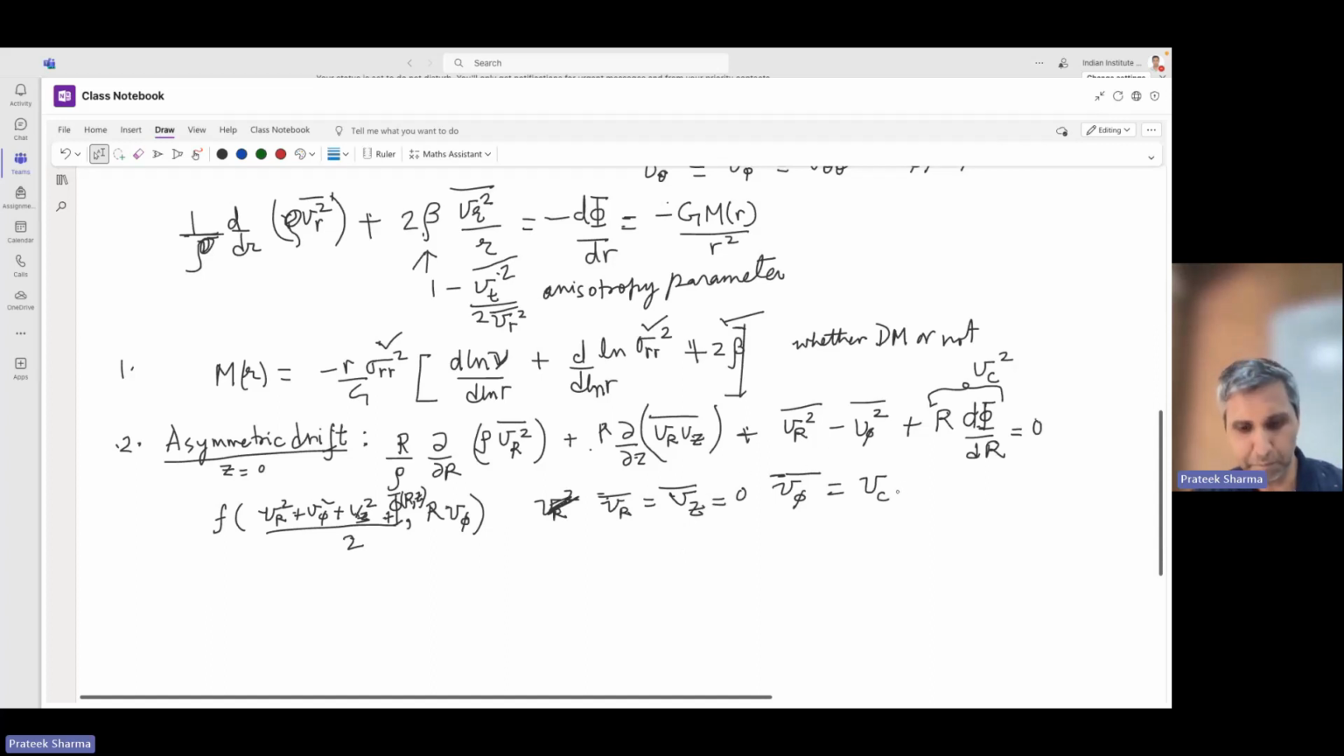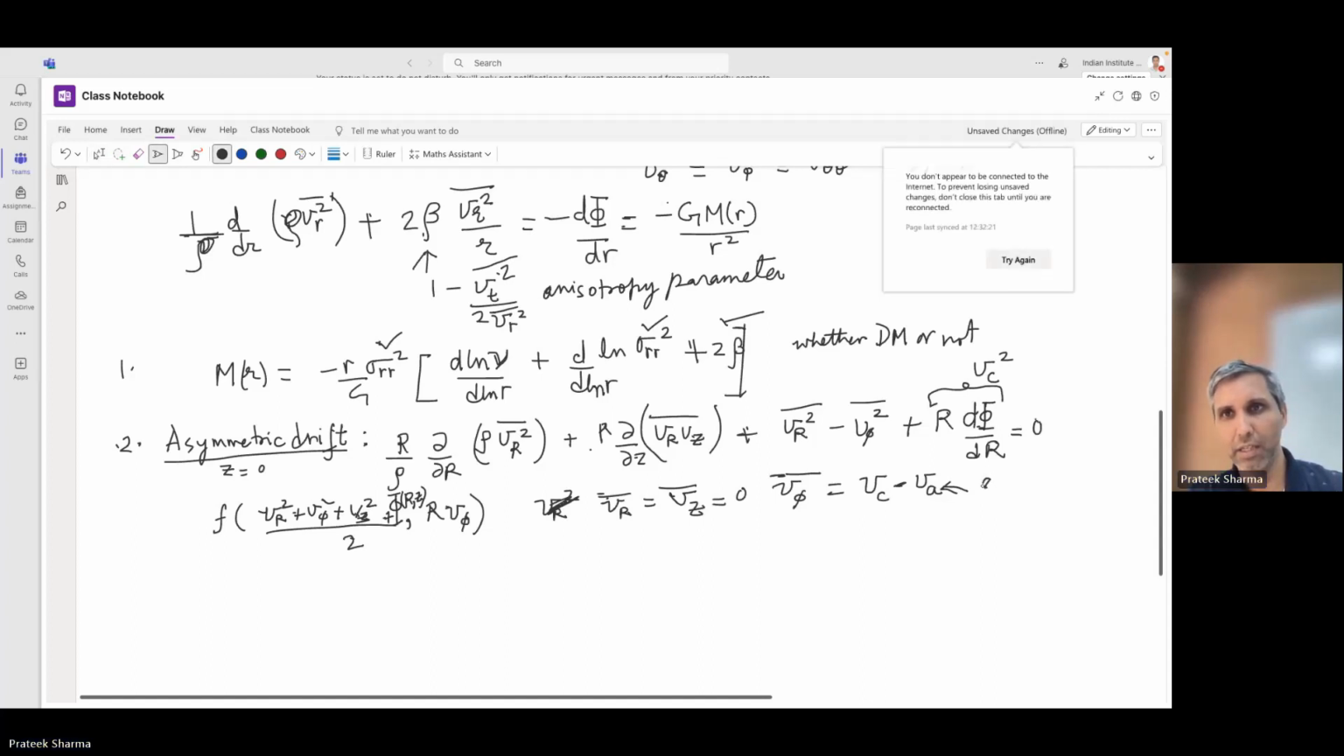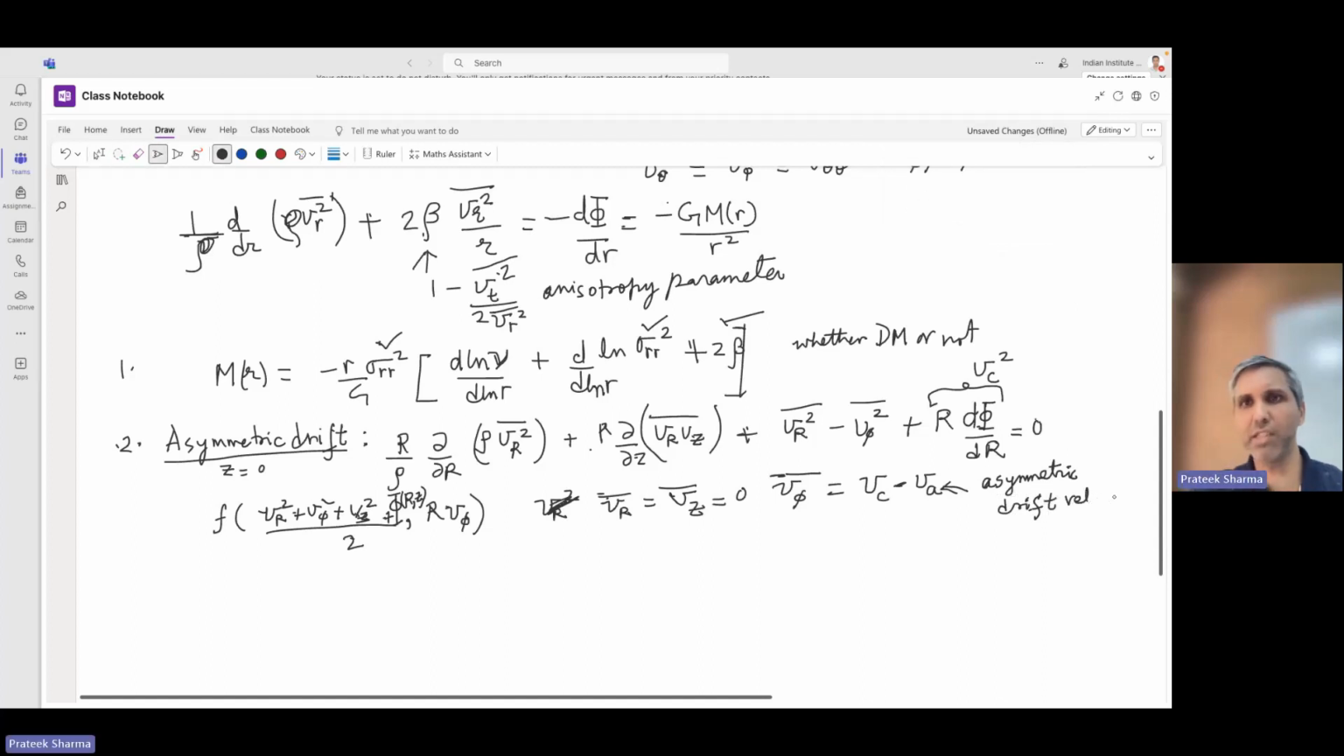So that's that. So let's just call it Vc minus Va. This Va velocity is called the asymmetric drift velocity, and this is what we are after. Basically the stars like the sun are not going at the circular velocity, right? They have some random motions on top of that circular velocity. And that random motion and its anisotropy causes it to have a slightly slower rotational velocity than the circular velocity. And we'll see that from this Jeans equation. Okay, so that's where we are going.